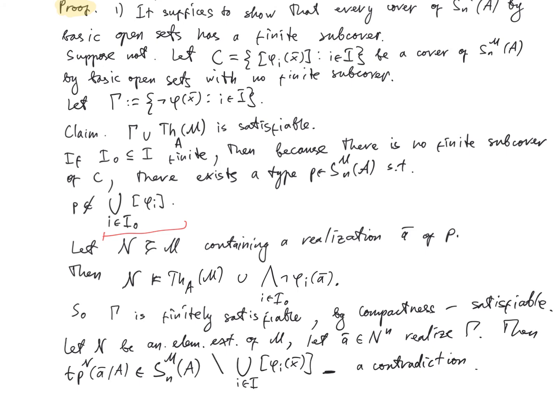So we have shown that the space of types is compact, and in fact this is exactly where the term compactness comes from in the compactness theorem of first order logic. So we see that the compactness theorem corresponds precisely to the compactness of the spaces of types.